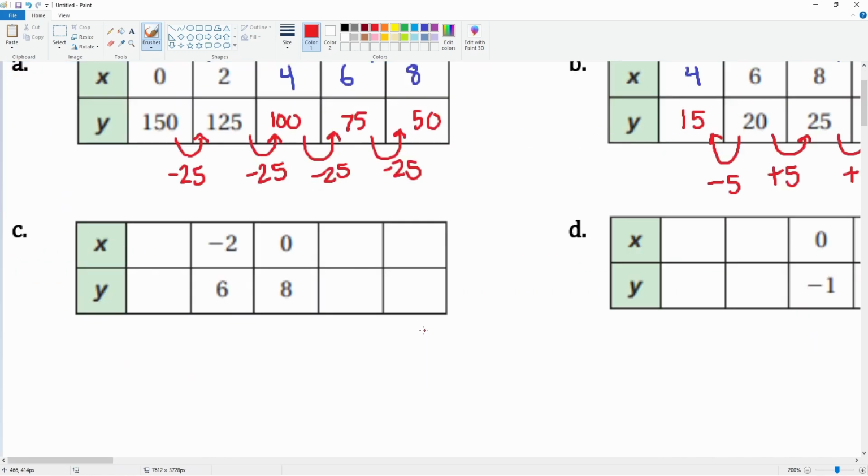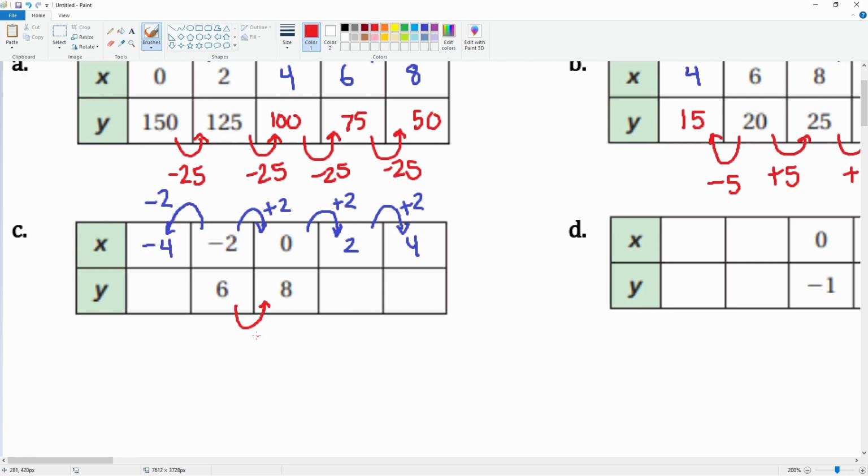Now let's look at C. From -2 to 0, you're going to add 2. From 0, we're going to add 2. So that's a 2. From 2, we add 2. That is 4. We have to go backwards here. So to go forward, we add 2. To go backward, we subtract 2. So this becomes a -4.